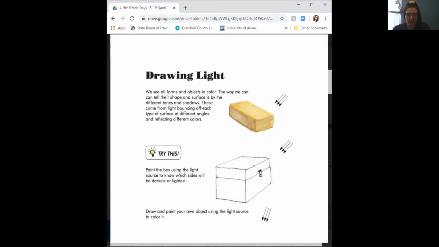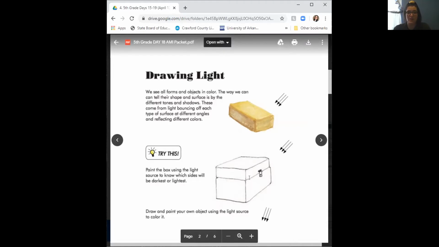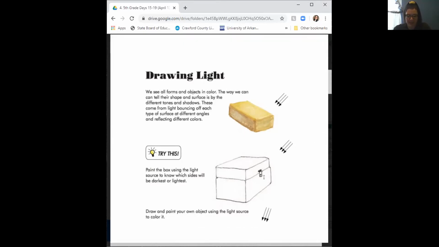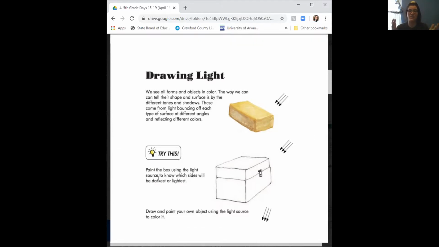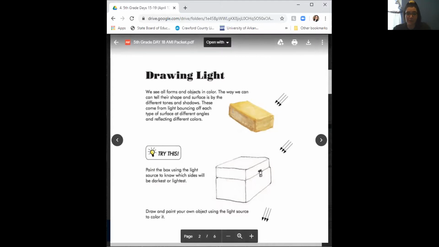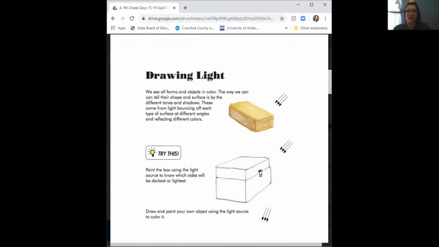Where is it hitting the box directly? Wherever it's hitting the box directly, it's going to be the lightest part of the box. Whatever part of the box is not being hit directly by the light source is going to be the darkest part of the box. So for this box right here, let's follow our light source. It's going to hit right about here. So we can guess that this part of the box is going to be lighter than this half of the box. Wherever the light source is hitting the object directly is the lightest part. Whatever part's not being hit directly, like on this object, is darker.